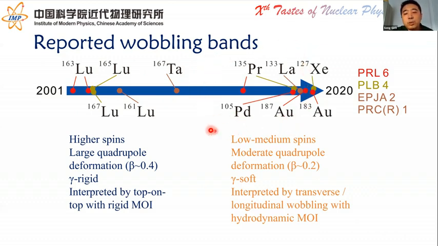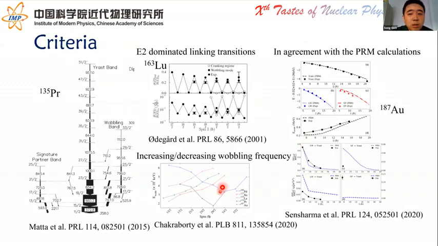In fact, these should be regarded as two groups of wobbling bands, with different deformation, different spin regions, and different interpretations. In this talk, I would rather focus on the recently reported wobbling bands. The level structure of a wobbling band is similar to the signature partner band.